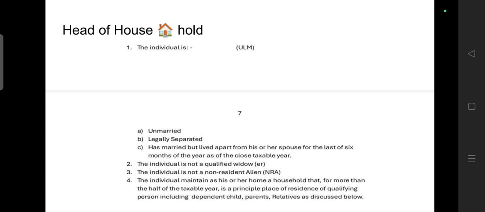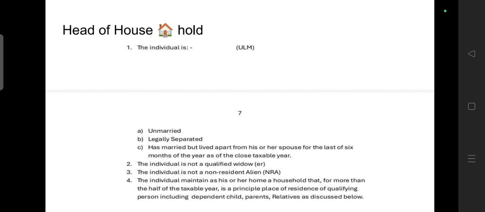Then the taxpayer should not be a qualifying widower. Why? Because it is covered under a separate filing status, so they are ineligible for that. Then the taxpayer should be a resident citizen of the United States of America, not a non-resident alien. Aliens are not people from other globes; any person who is not a citizen of the US is termed an alien.